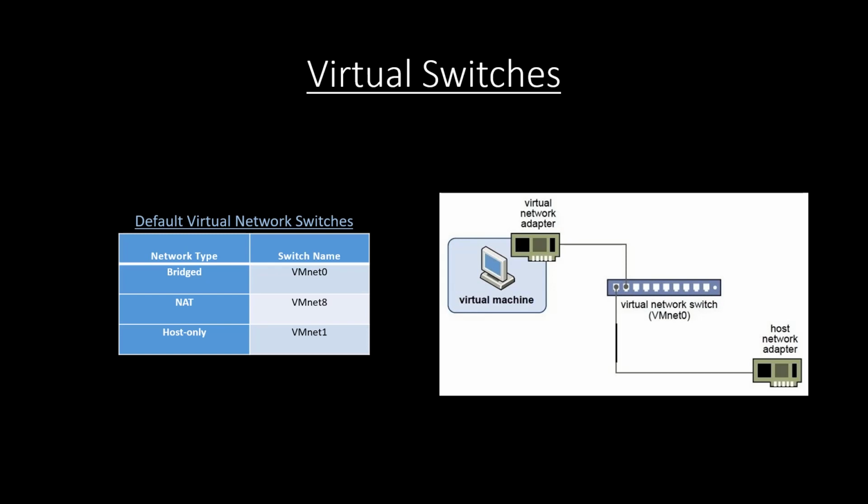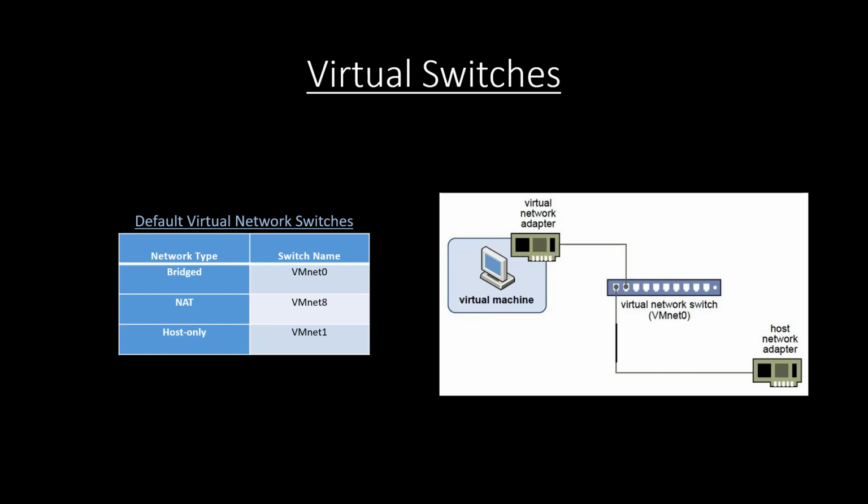Virtual switches, which are also referred to as virtual networks, are named VMnet0, VMnet1, VMnet2, and so on. A few virtual switches are mapped to a specific network by default. As you can see, the network type bridged is mapped to VMnet0. Similarly, NAT is mapped to VMnet8 and host-only is mapped to VMnet1 by default.